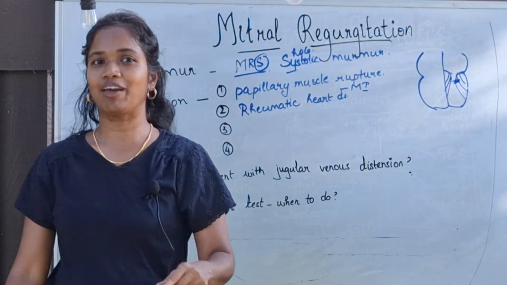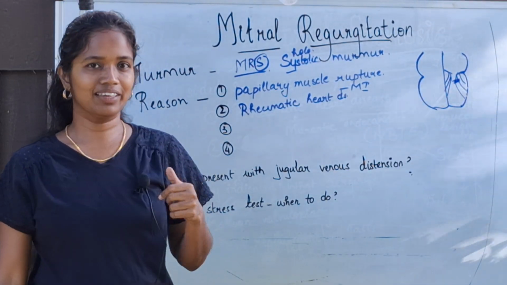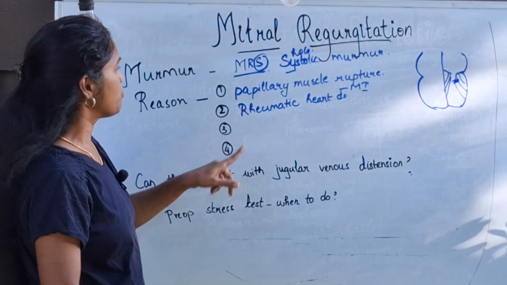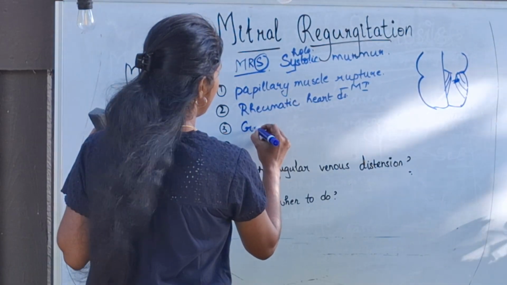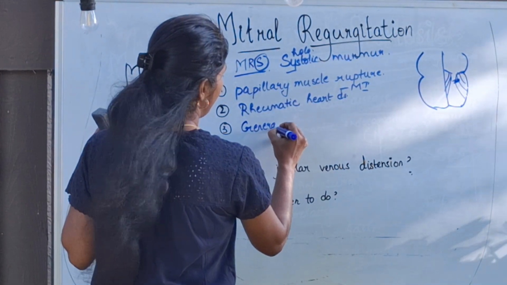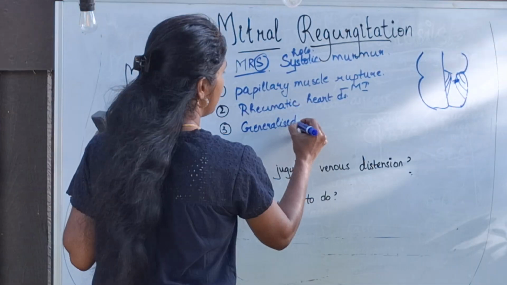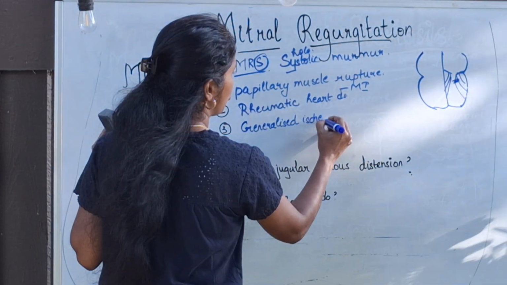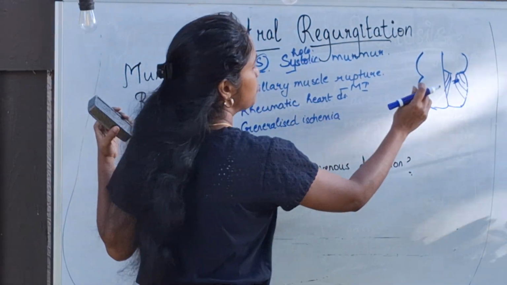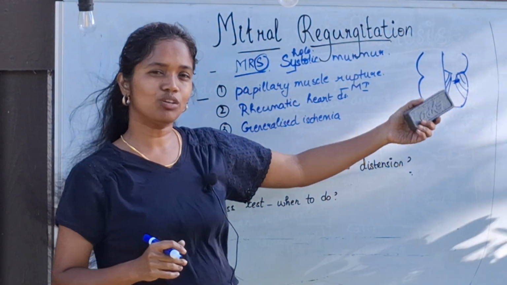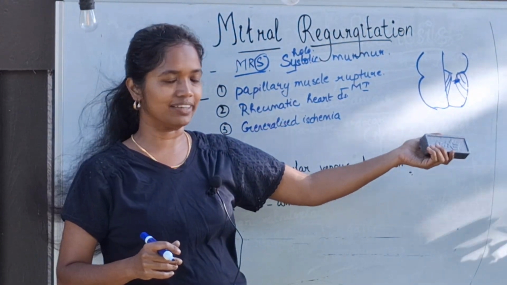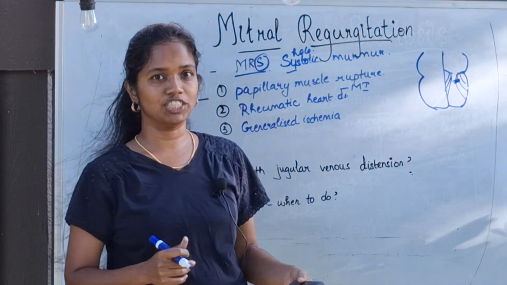Mitral stenosis, I have a video for you. I will add it to the playlist. The third most important cause for mitral regurgitation is generalized ischemia. When there is generalized ischemia, the papillary muscle is also affected because it also doesn't receive blood, right? Therefore, it will result in mitral regurgitation.